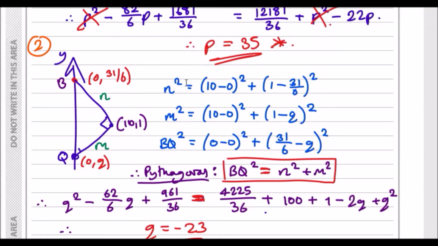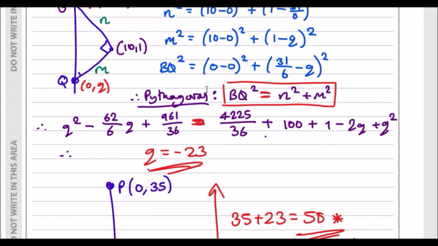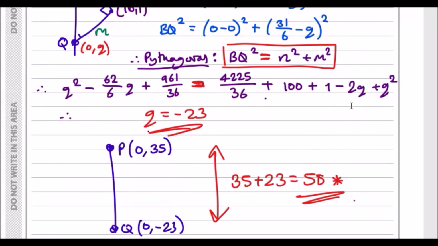Find an expression for n squared, using the distance formula for every single line. So m squared, for example, equals the distance between 10, 1 and 0, q, which looks like this. Subtract the x coordinate squared plus subtract the y coordinate squared, and do that for each one. Eventually substitute all of these in like I did for the top one. Replace BQ squared with whatever you got here, m squared with whatever you got there, and n squared with whatever you got on the first line. And then solve this for q, and voila, you get minus 23.